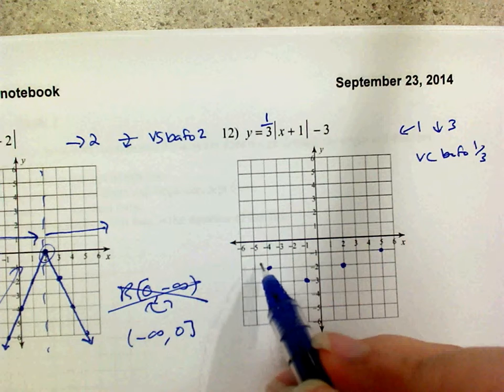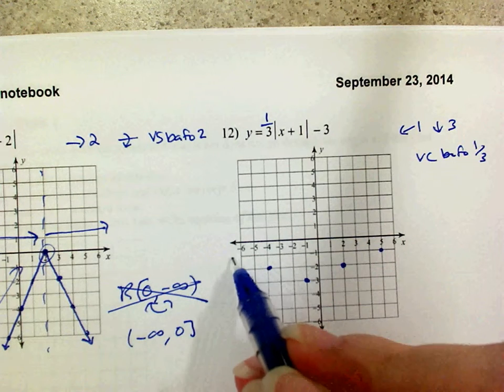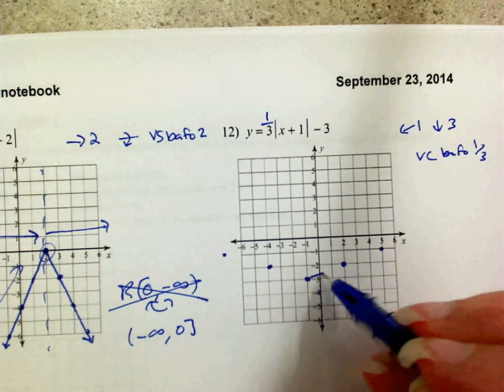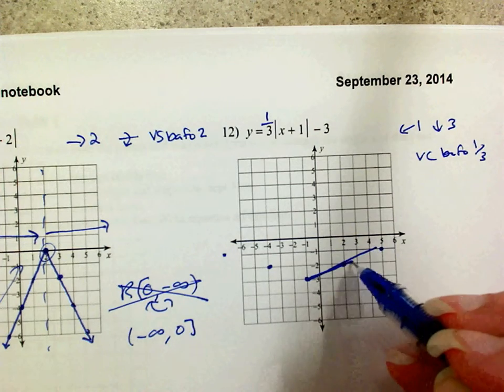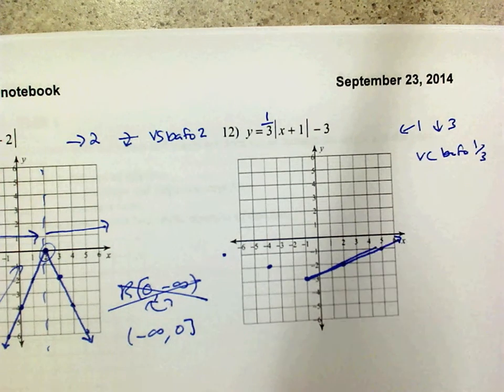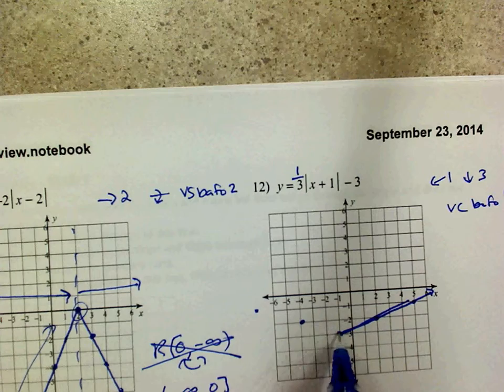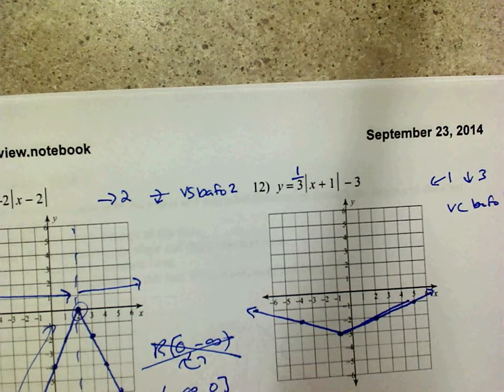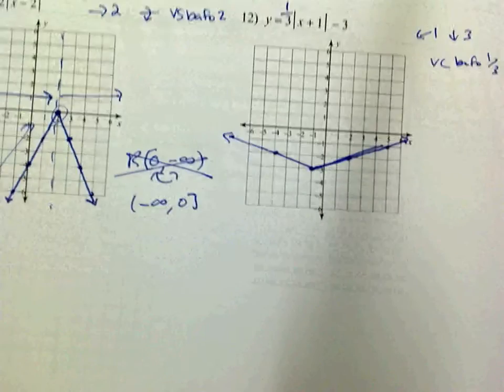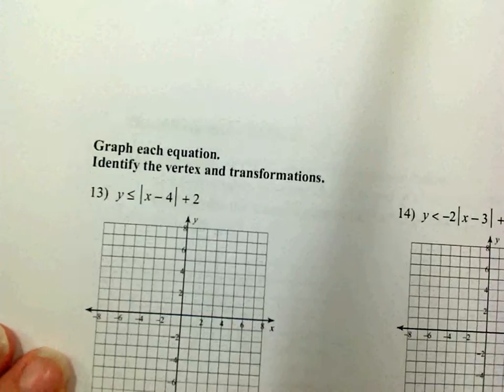Up 1 over 3. Are y'all good with what we're doing? Why does it not open down? There's not a negative in the front. Okay, there you go. Okay, now what's the only difference between what we just did and what we're doing now?